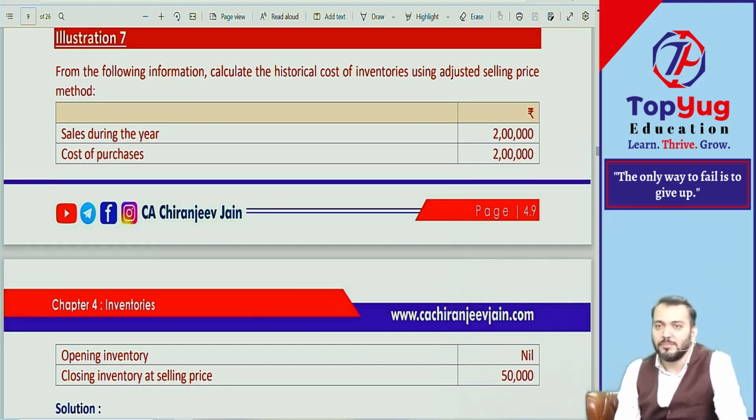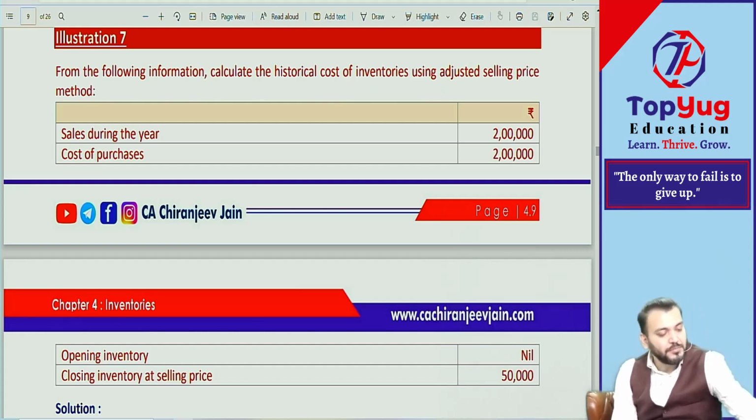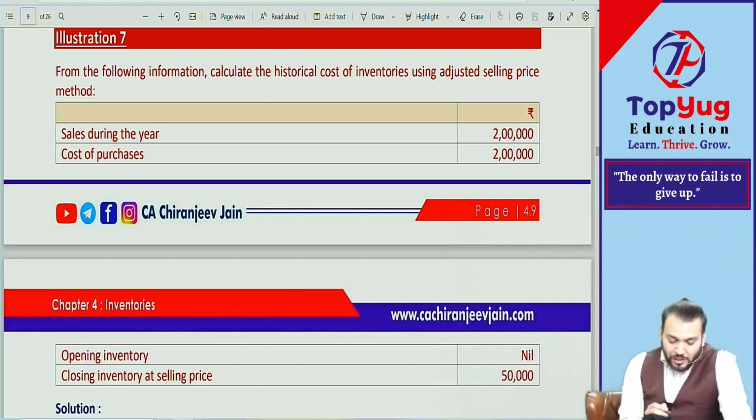So first let us come to illustration number 7. Have you understood illustration number 7? Have you done it? Not done? Not done only. So you have some relaxation for some days. I will not say anything to you for some days. Correct? So what is given? From the following information, calculate the historical cost of inventory using the adjusted selling price method. Using what? Adjusted selling price method.